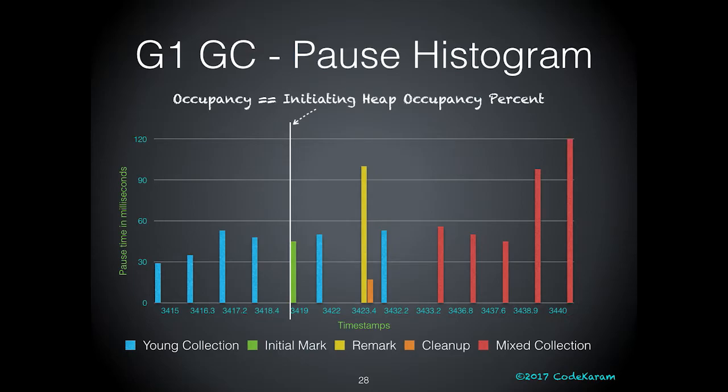Okay? So whatever you see here are stop the world pauses. That's why you see these discrete pauses. Okay? They're not concurrent. They are stop the world. That means only GC threads are working at that time. The application threads are not working.